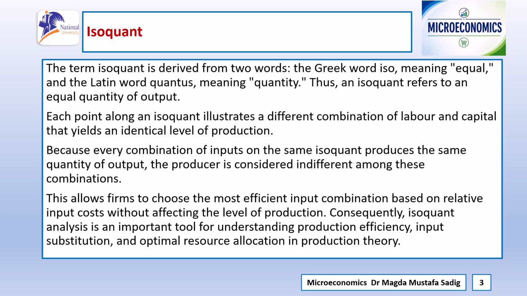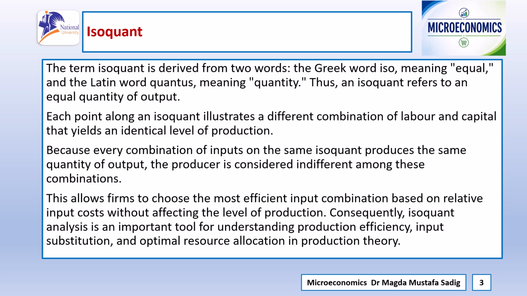Now let us understand the word isoquant. The term comes from two words. The first word is iso, meaning equal. The second word is quant, meaning quantity. Therefore, an isoquant literally means equal quantity.